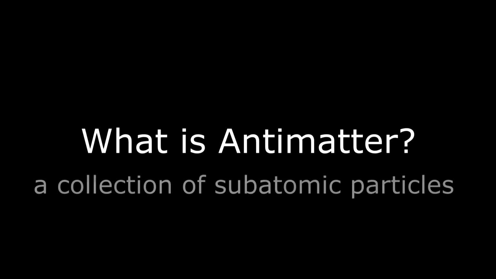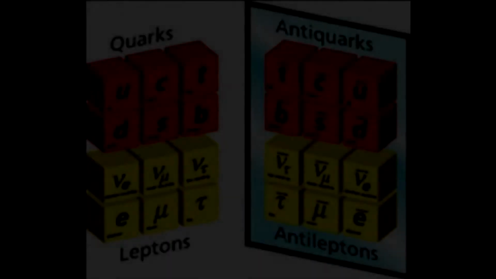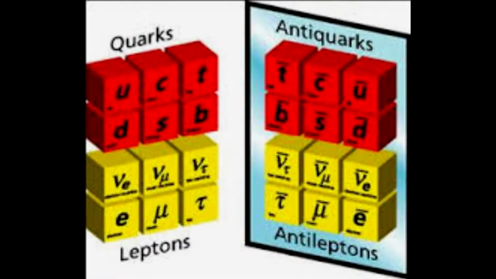But what is antimatter? First and foremost, it's important to understand that antimatter, like matter, is not just one substance but a collection of subatomic particles. These antimatter particles are almost completely identical to normal matter particles, with the only known difference being that antimatter particles have opposite charges. For example, we know that the electron is an incredibly small particle that has a negative charge of 1.602 times 10 to the negative 19th coulombs.